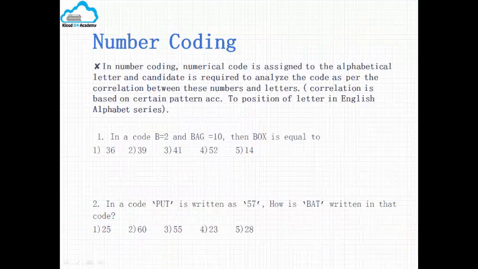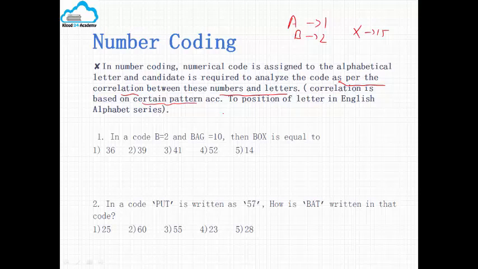Now let's look at number coding. In number coding, a numerical code is assigned to the alphabetical letter. Like A is given 1, B is given 2, X is given 15, or whatever number they have given in the question. And the candidate is required to analyze the code as per the correlation. I repeat, as per the correlation between these numbers and letters. Now how will we find the correlation? It will be based on a certain pattern.